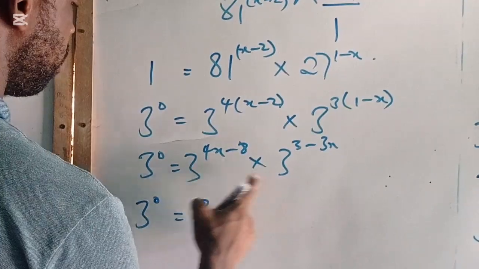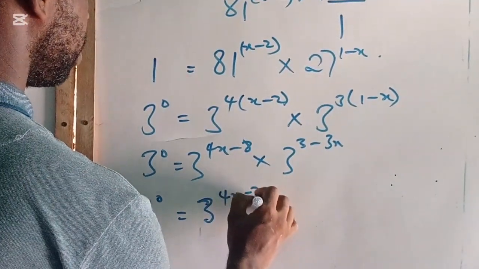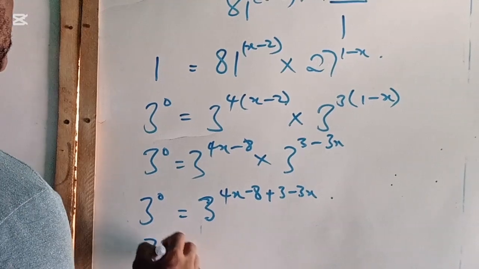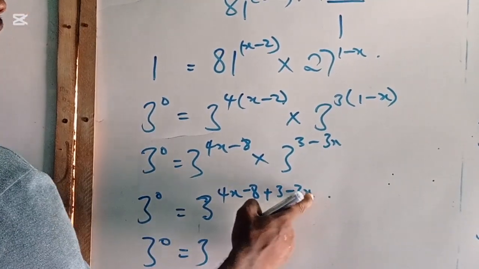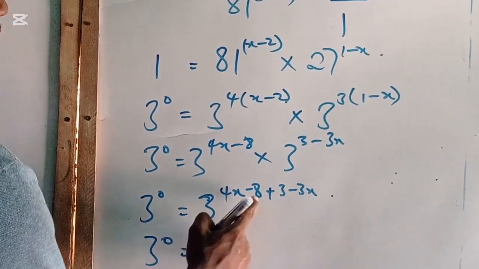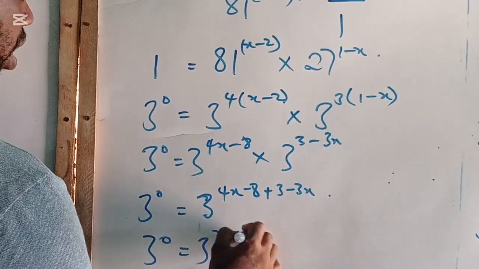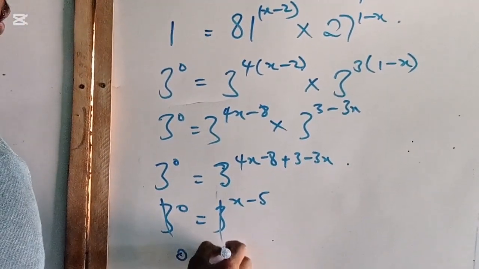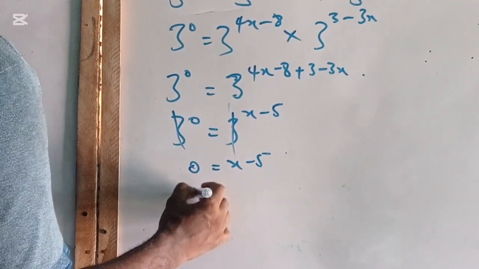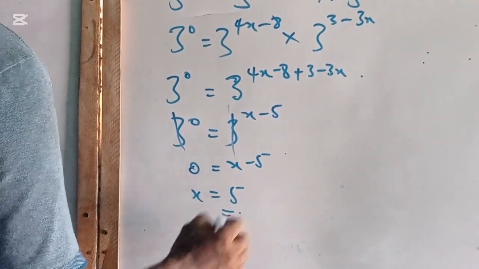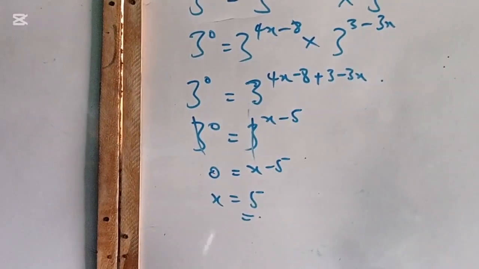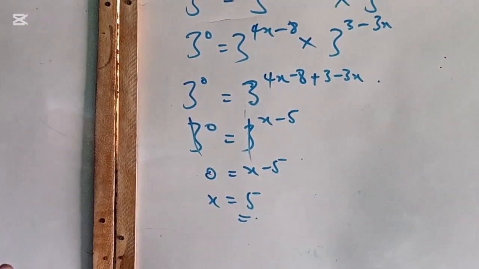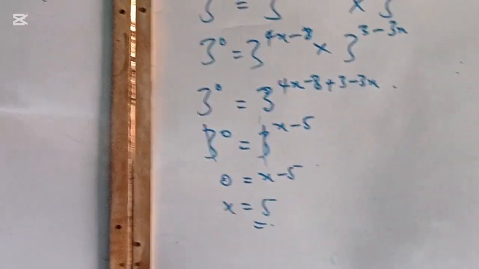3 is common to them. So you have 4x minus 8 plus 3 minus 3x. So you have 3 raised to the power 0 equals 3 raised to the power of 4x minus 3x, which is x, minus 8 plus 3, which is minus 5. The 3 will cancel 3. So 0 is equal to x minus 5. When we collect like terms, x is equal to 5. The same rule: you can see irrespective of the question you are given, the approach is the same. That takes us to question 3.